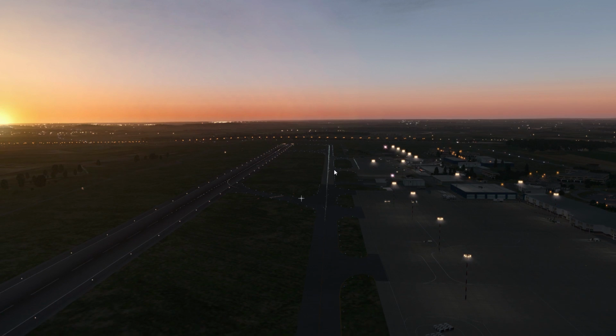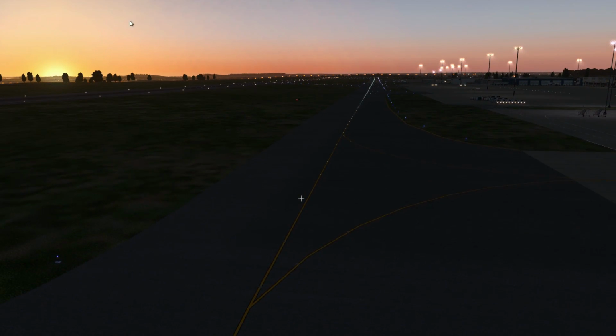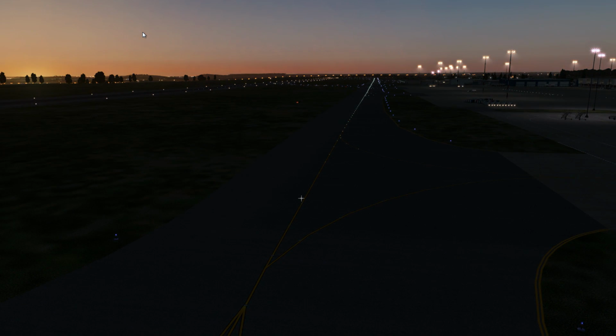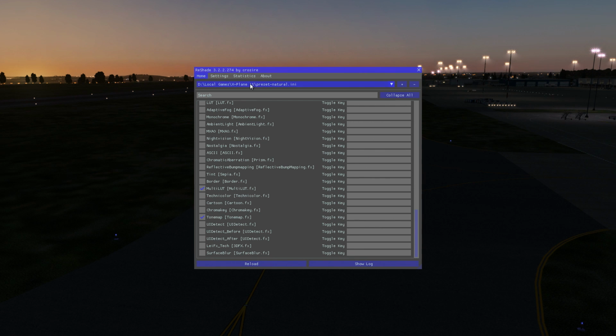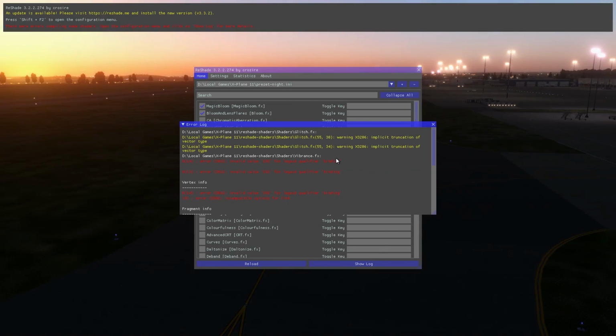I'm actually thinking of changing my preset to make these easier to see. Should I consider that? I would need to go back in time a little bit. Let me have a quick look at something. Let's see if that makes it easier to see these lights. Ignore the errors.